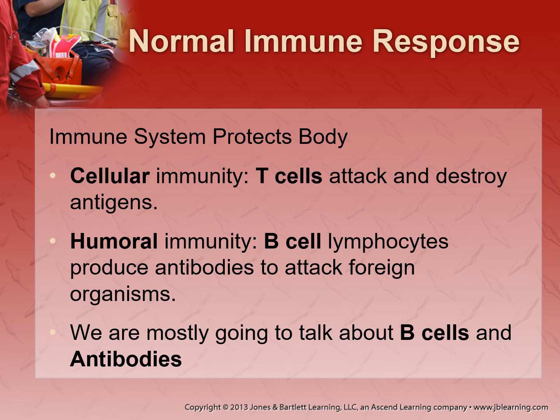The immune system protects the body. So we have cellular immunity, that's the T cells. They attack and destroy antigens. You could say that at the cell level, they're going in and killing cells. The humoral immunity is all about the B cells, the lymphocytes, the antibodies, all right? We're mostly going to talk about B cells, so we don't need to know that much about T cells and killer T cells and things of that sort. We need to know they exist. They're all over the place. They're not phagocytosis. They go around killing stuff basically through chemicals.